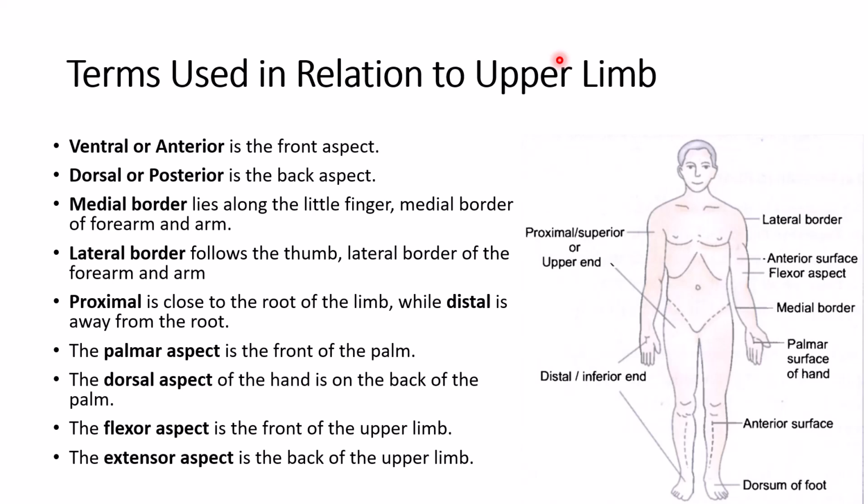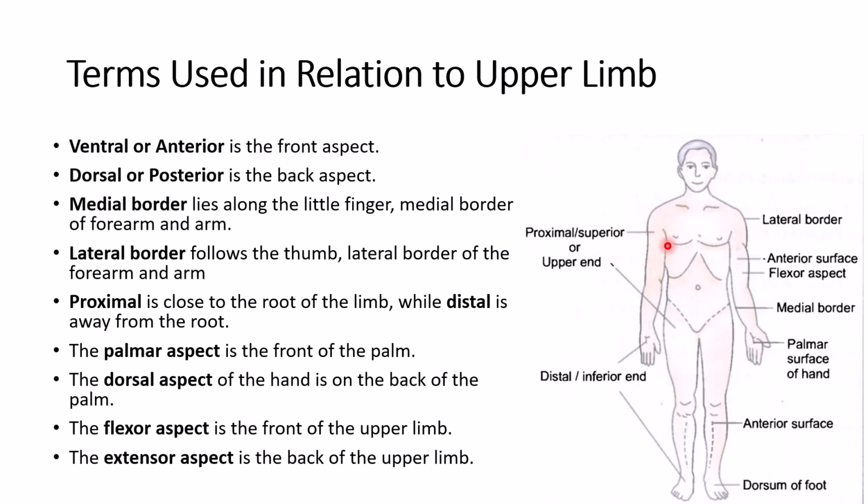Now we will talk about the terms which are used in relation to the upper limb. Actually, this will be a revision, or some new terms will be used here. Ventral or anterior, you know this thing. We will talk about the upper limb only. Ventral or anterior means the front side, and dorsal or posterior means the back side.